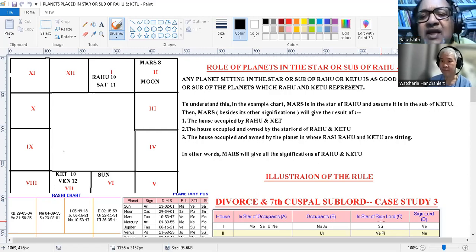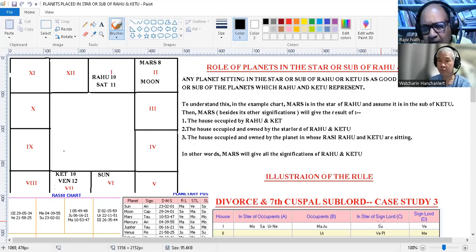What does that mean? To understand this in the example chart, listen carefully: Mars is in the star of Rahu. Mars sitting at 8 degrees in Gemini is in the area of the star ruled by Rahu. And just assume it is in the sub of Ketu. Then Mars, besides its other significations, as a planet it will have significations like any other planet, will give the result of the house occupied by Rahu and Ketu.